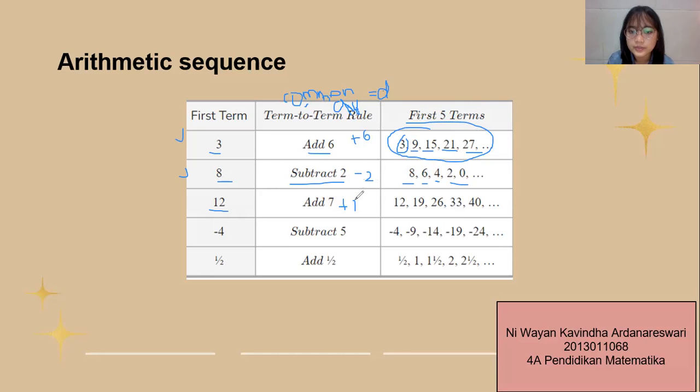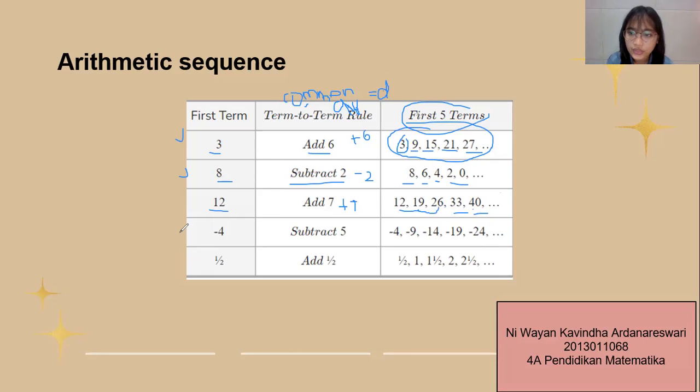So for the first 5 terms, the first term is 12. 12, we add 7, we get 19. From 19, we add 7, we get 26. 26, we add 7, we get 33. And 33, we add 7, we get 40. And so it goes on. Because this is just for the first 5 terms, we just list 5 terms.